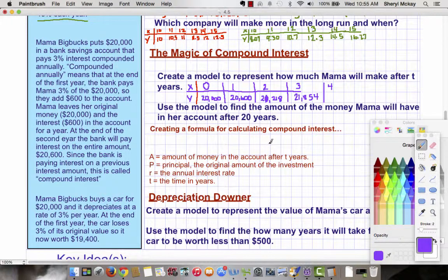So that's a model, and whatever t was, we could just extend it to find it out. But if we use this model that I've just created, we're going to have to do this 20 times to find out how much she has in her account after 20 years. So what if we used our similar model?